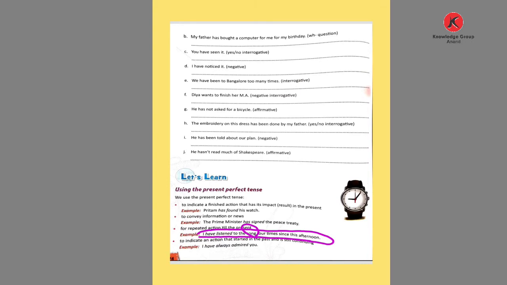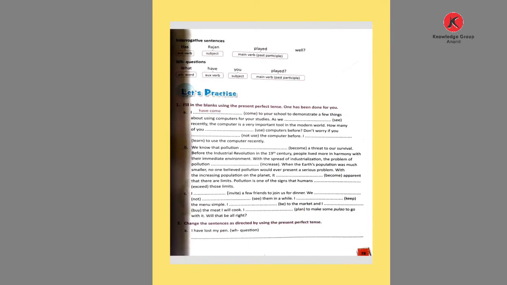Then, to indicate an action that started in the past and is still continuing. I have always admired you. The action started in the past but is still continuing today. So this is how we use the present perfect tense. Now look at the exercise given. We use here the form of the present perfect tense. What do we write here? Have plus past participle.